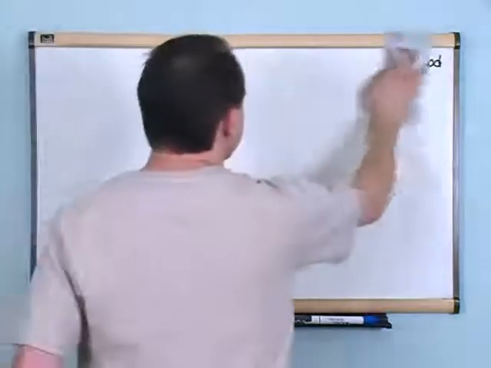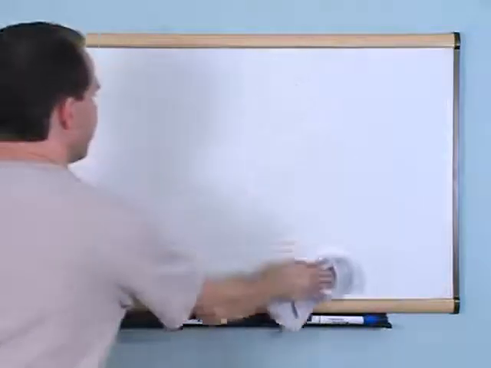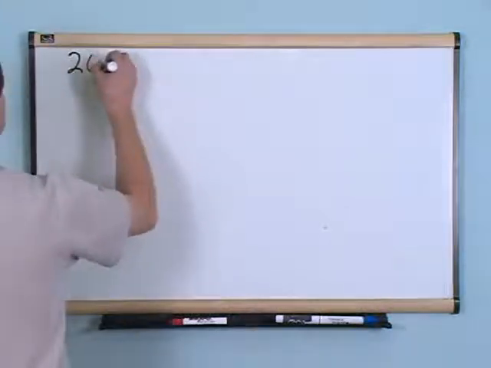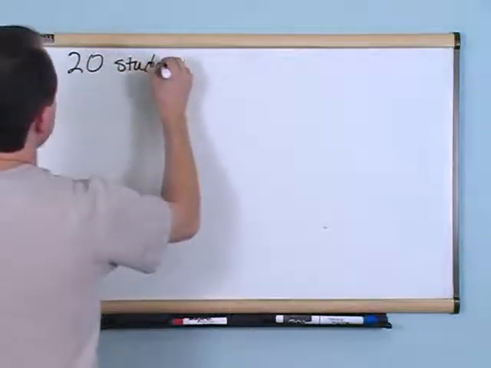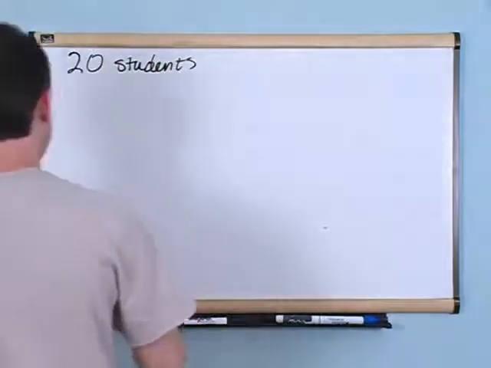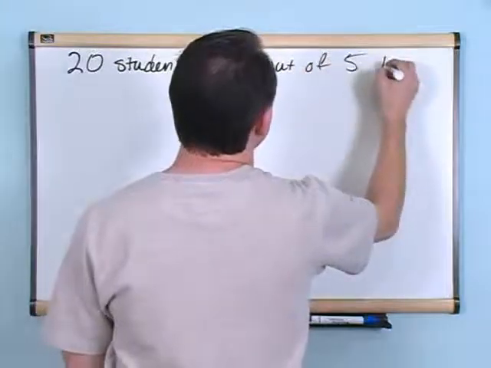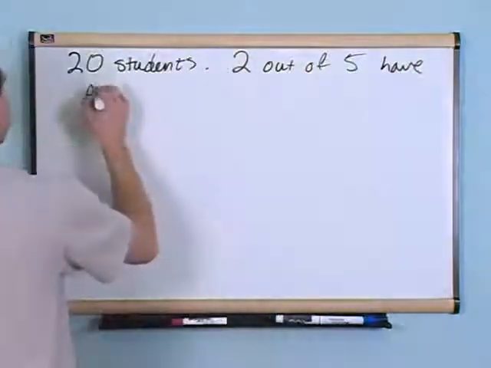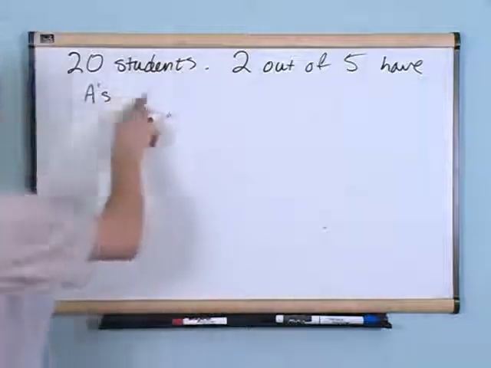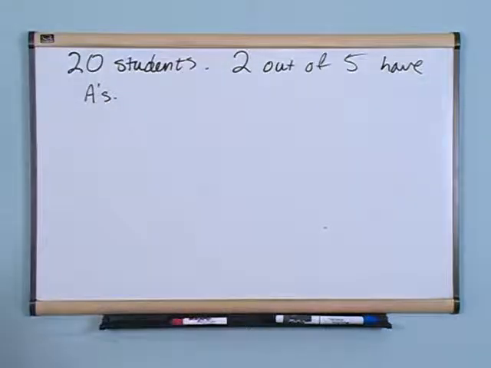I'm going to do one more quick problem, kind of like a word problem. And that's going to be the following. You have a class of students. There's 20 students in the class. 2 out of 5 students have A's. And the question is, how many students have A's? So you have 20 students, and you know that 2 out of 5 have A's. That's what I'm trying to figure out. You know that 2 out of 5 have A's, but how many students have A's total?